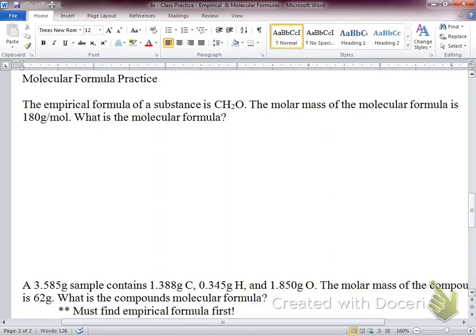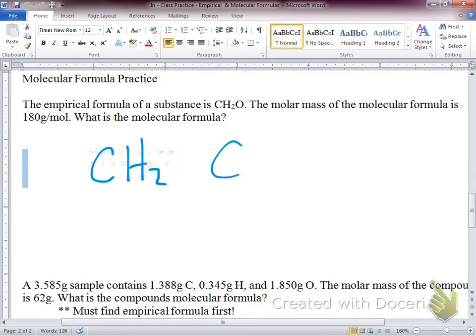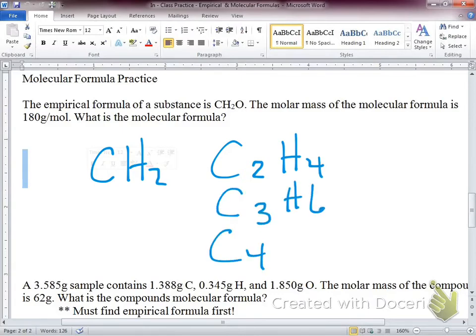Ratio. So we talked about the difference between an empirical formula that looked like this and a molecular formula that looked like this, CH4 or C3H6 or C4H8.